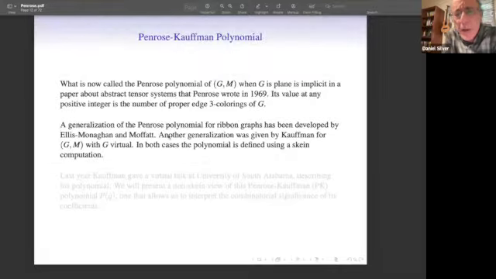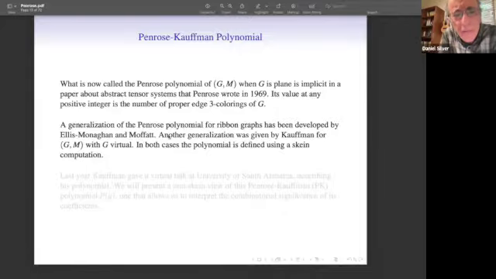There's a generalization of the Penrose polynomial for ribbon graphs, and this has been developed by Ellis-Monaghan and Moffatt. It's different. There's another generalization that was given, the one I'm talking about today, was given by Lou. And it's for graphs that are virtual.